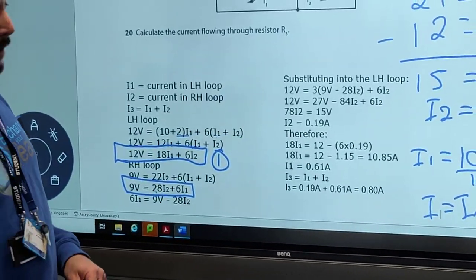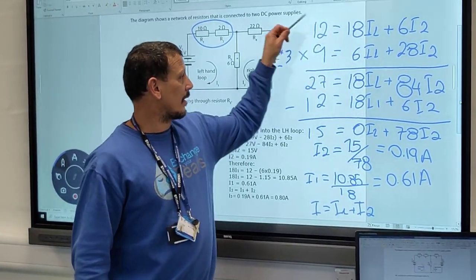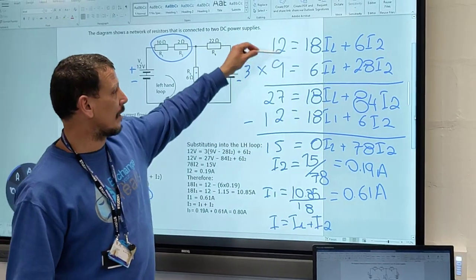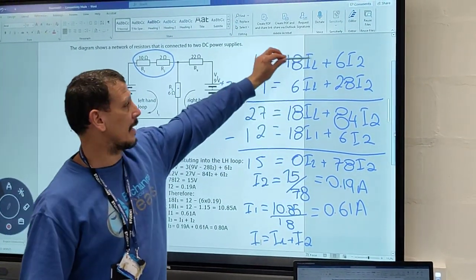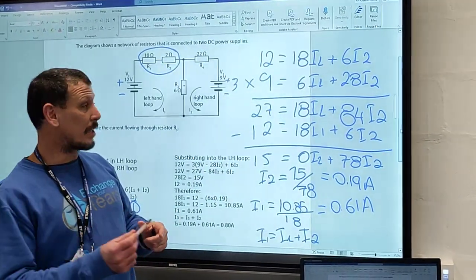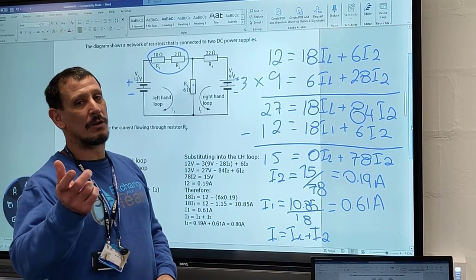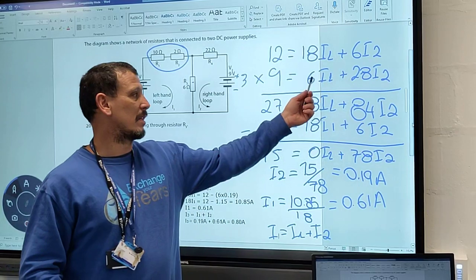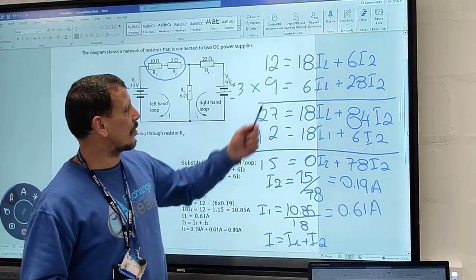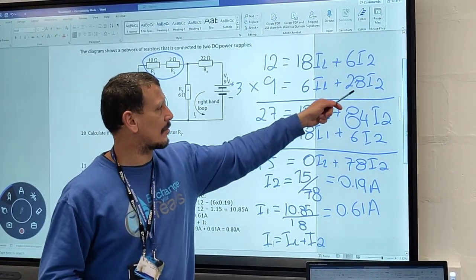What I like to do to make it easier is rearrange it and put both equations next to each other, where you have I1 in the first term and I2 in the second term. By looking at these two equations now, you know how you can eliminate one of the unknown variables. Let's call them x and y. So you're looking at 18 and 6 and 28.